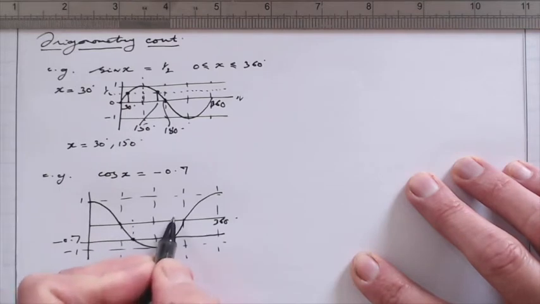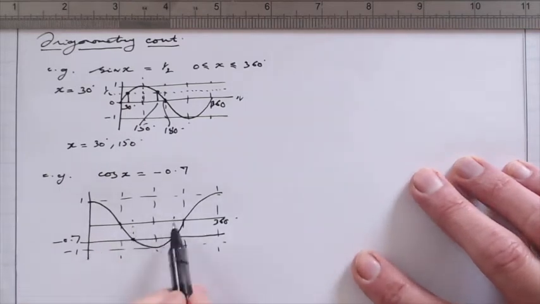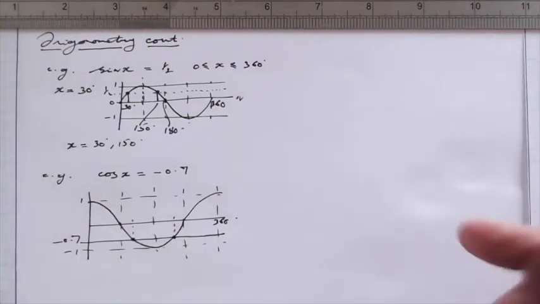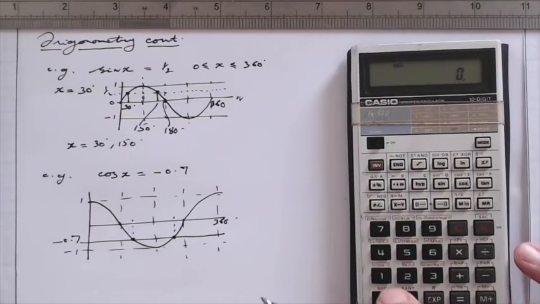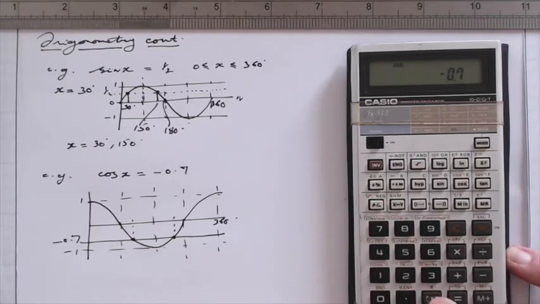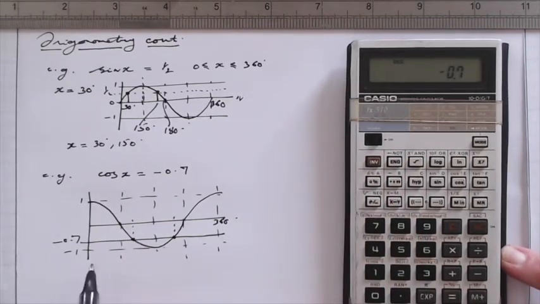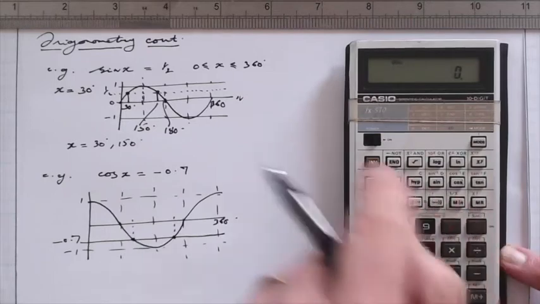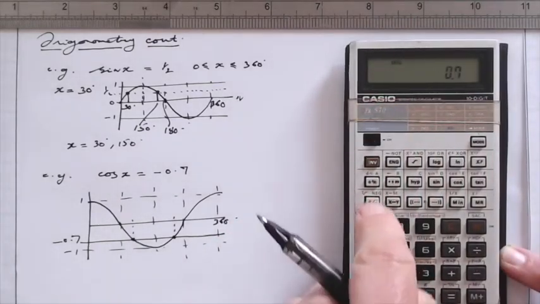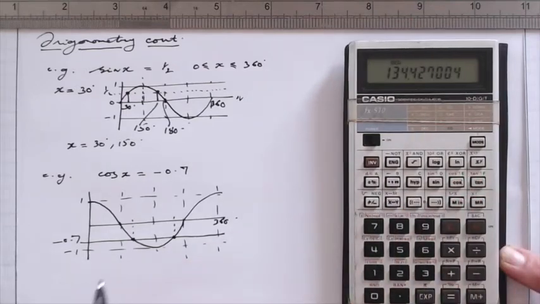The point of sketching is to give you a sense of where the solutions are. If you need to use a calculator, it's going to give you one of the solutions for free because it's tabulated. So if I put negative 0.7 into the calculator and take the inverse cosine, sorry, this is an old calculator. Negative 0.7, inverse cosine. It tells me there's a solution at 134.4 degrees. And that solution is here, because graphically we can see there's a solution between 90 and 180.